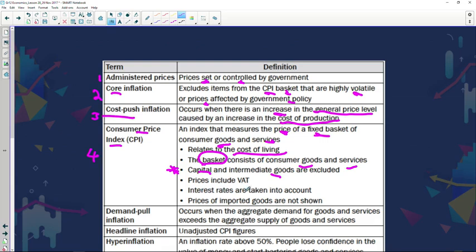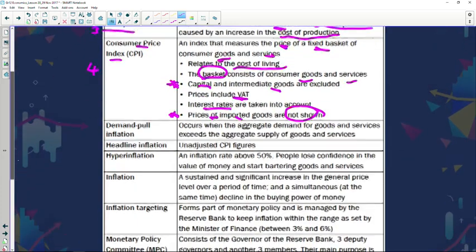The prices include the value added tax. Interest rates are taken into account. And then also the prices of imported goods and services are not shown over here, so these are also excluded. And that is the consumer price index.